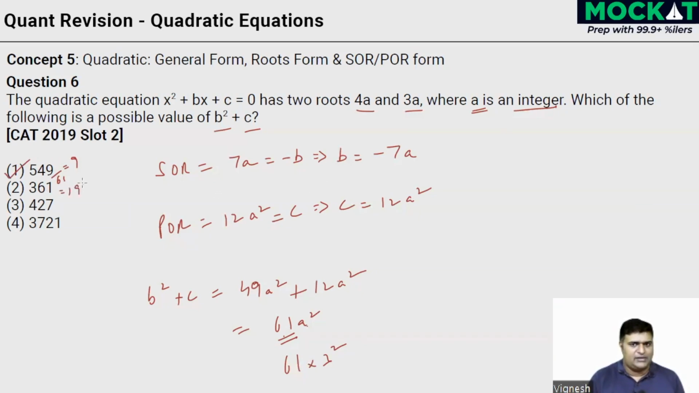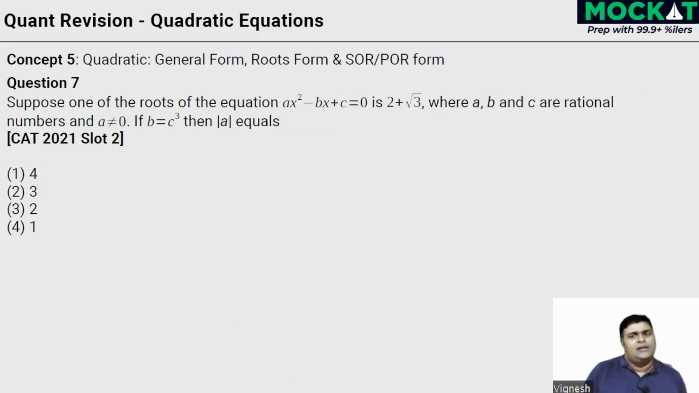361 over here is a 19 square, right? So that's not going to be a 61 multiple. 427 over here is, yes, 61 into 7, but 7 is not in the square format, right? The moment you find the first one, close that and keep going, right? That should be the approach over here. Let's take up another one. Knowing the roots over here is what is going to be helpful, right?